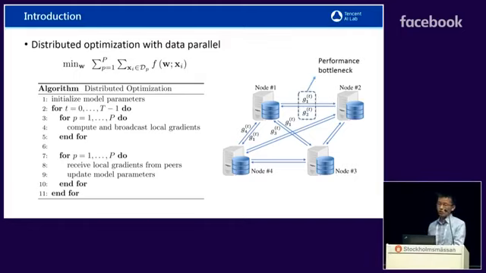The time consumption can be roughly divided into two parts, computation and communication. The communication overhead mainly comes from the gradient communication, so it is proportional to the number of model parameters and the number of workers. So it may become the performance bottleneck for large-scale distributed optimization.